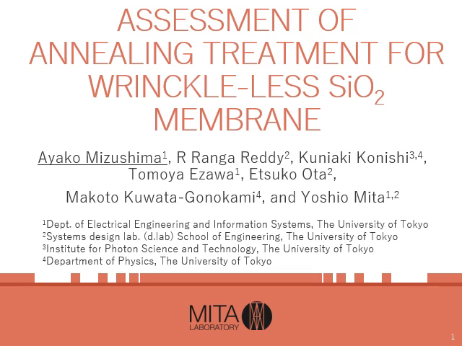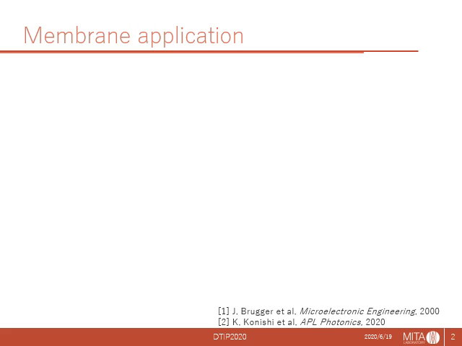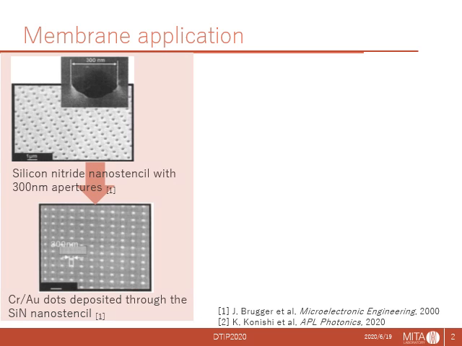Today I'd like to talk about the problem of silicon dioxide membrane and the treatment which we tried. Membrane is one of the essential structures of MEMS and optical devices. As an example, this is direct fine patterning by using a thin silicon nitride membrane shadow mask. These metal dots are 300 nanometer size. These were formed by vacuum evaporation directly through perforated silicon nitride.